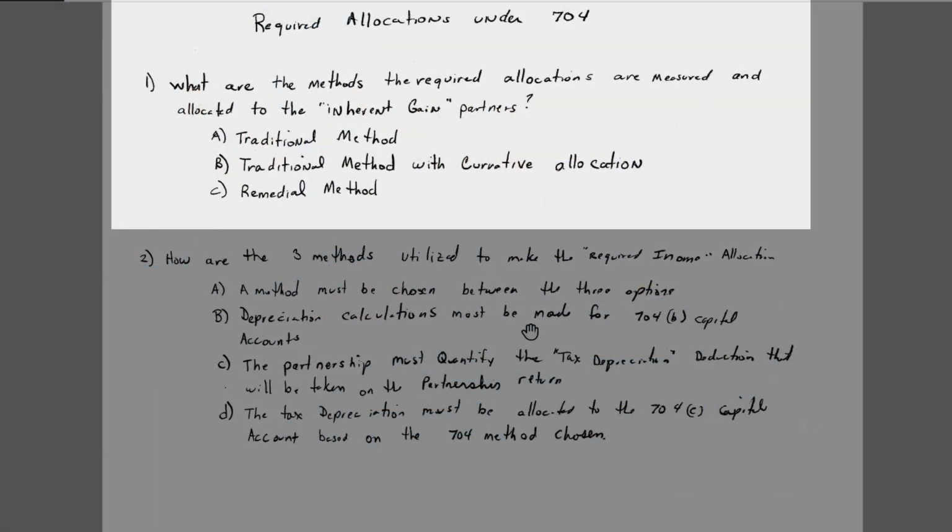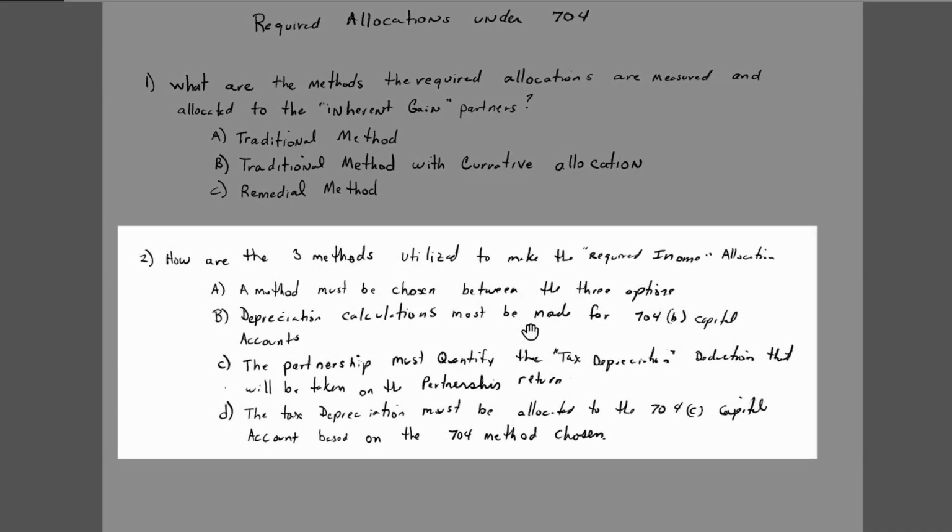Brad, who do you want to call in? We'll call Alyssa. Okay, required allocations under 704. What are the methods the required allocations are measured and allocated to the inherent gain partners? Traditional method, traditional method with curative allocation, and remedial method. How are the 3 methods utilized to make the required income allocation? The method must be chosen between the 3 options.